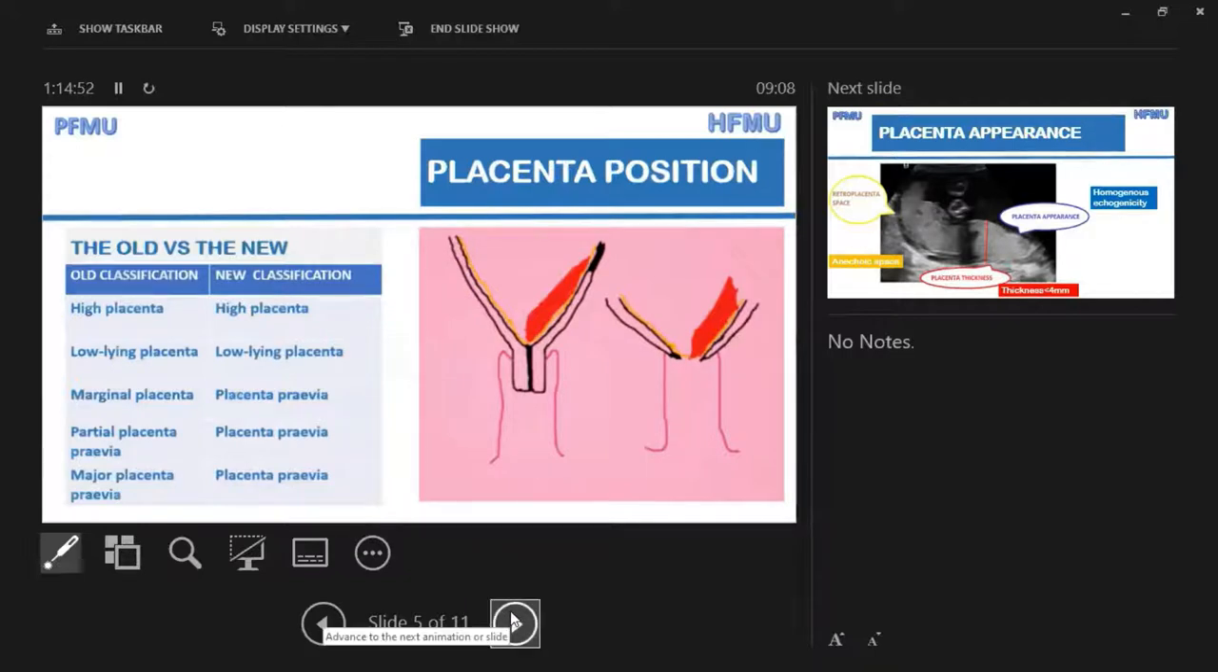So why is it important to classify the placenta? I've already explained that the cervix will dilate and open up on a placenta that is touching, completely covering, or within 2 centimeters of the cervical internal os, and it will end up exposing the maternal surface of the placenta and the mother can bleed.